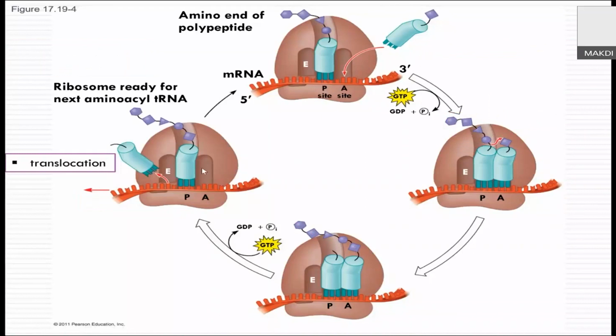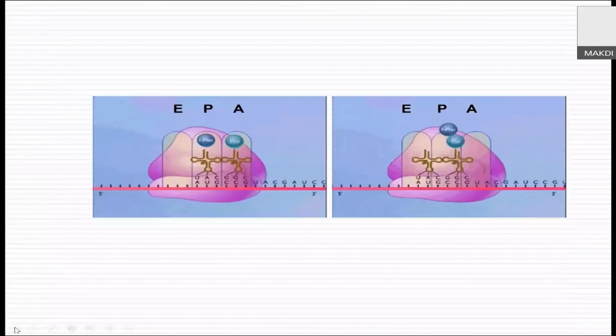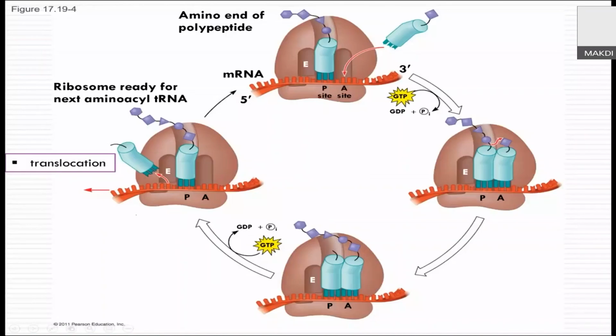Okay, translocation. Bila dia sudah pindah, the mRNA will move to this direction. Jadi yang E site tu dia sudah hilang kan. Polypeptide sudah pindah di the next tRNA. So dia akan remove lah. And then dia akan cari lagi the next tRNA based on the codon.